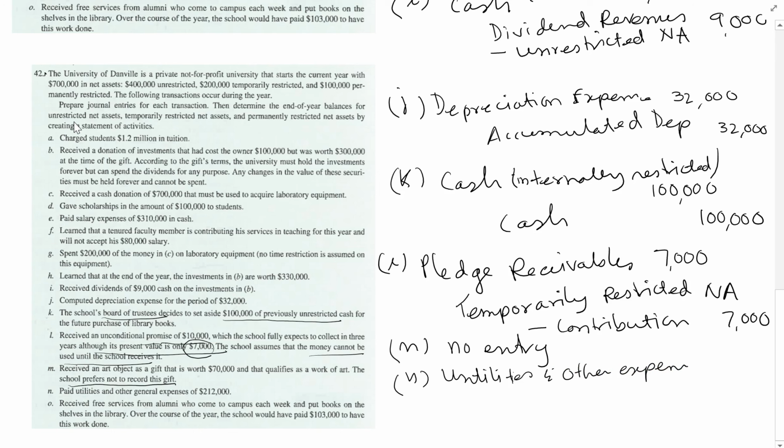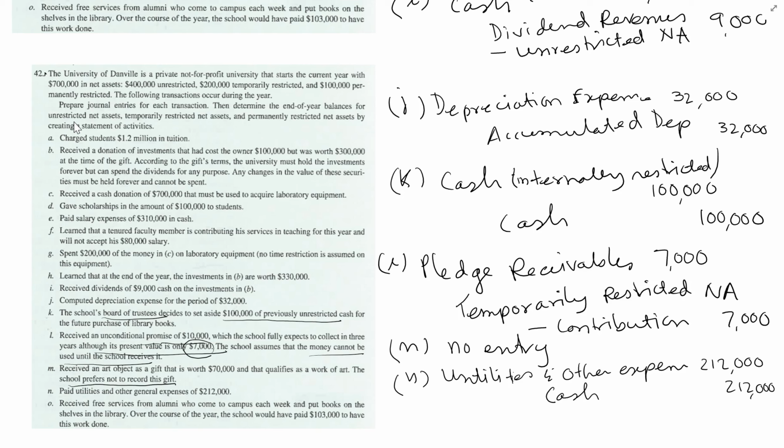And they are paying cash. The amount is $12,000. So you have to debit that expense, and you have to credit cash. The next one, they received free service from alumni who come to campus each week and put books on the shelves in the library. Over the course of the year, the school would have paid $3,000 to have this work done.